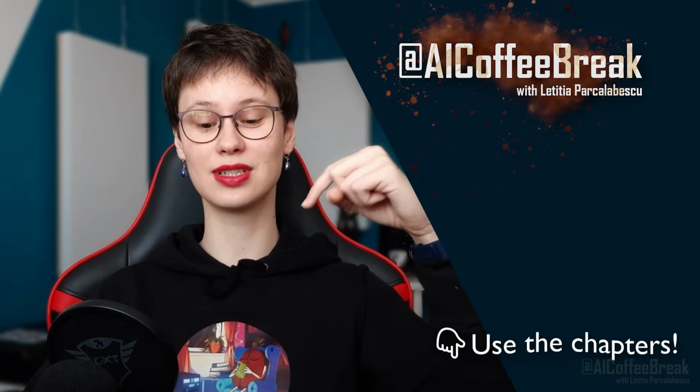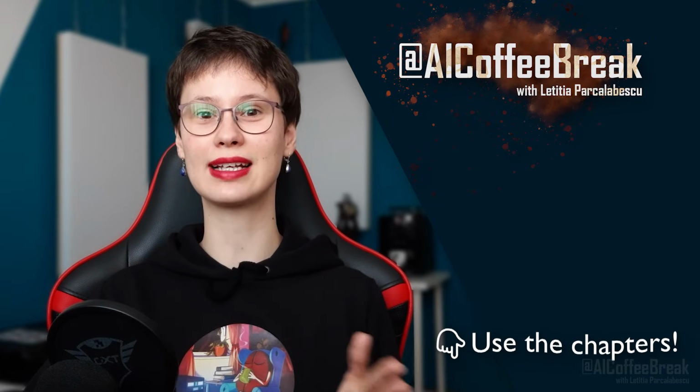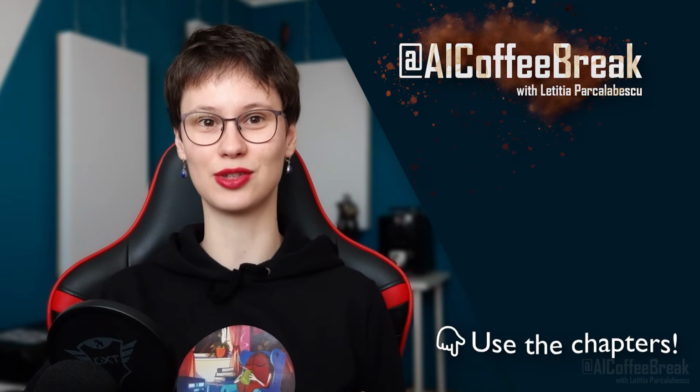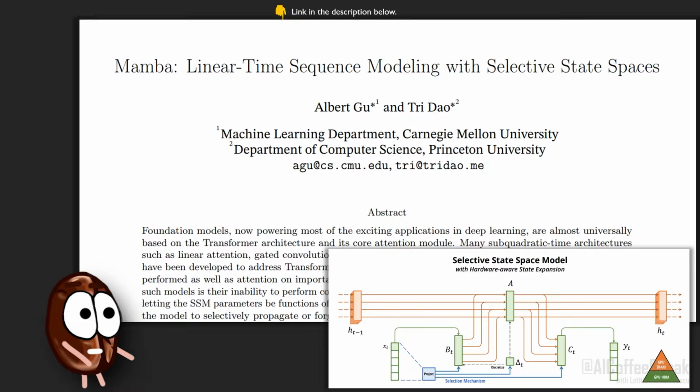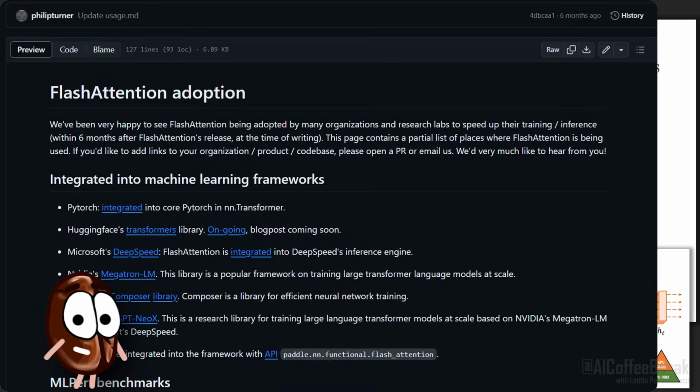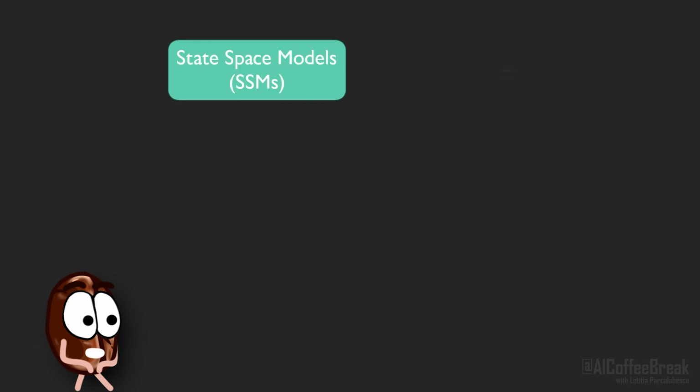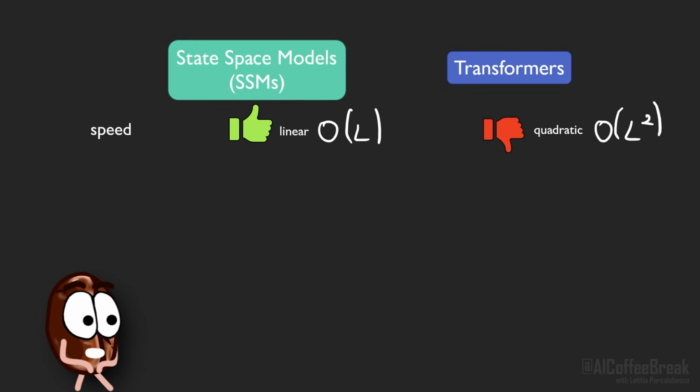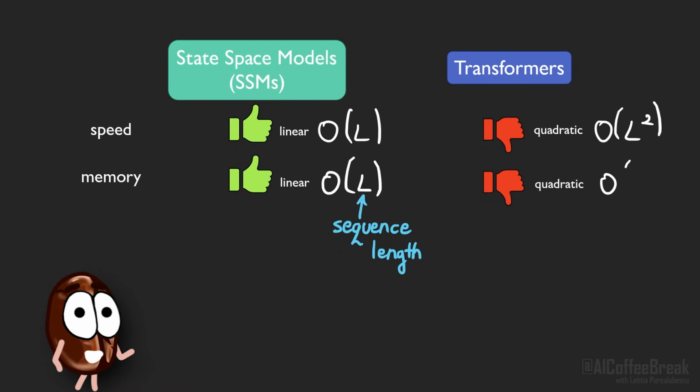Please use the chapters in the video to navigate to exactly the parts of SSMs and MAMBA that you're interested in. MAMBA was introduced by Albert Gu and Tri Dao, which you may know from Flash Attention 1 and 2. MAMBA's main contribution is to improve SSMs, which already were faster than transformers and used less memory than transformers, which is most important when modeling long sequences.